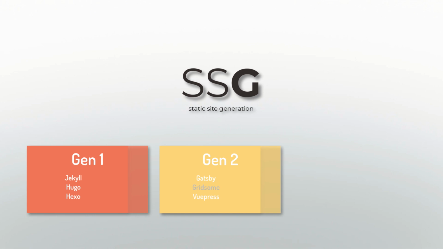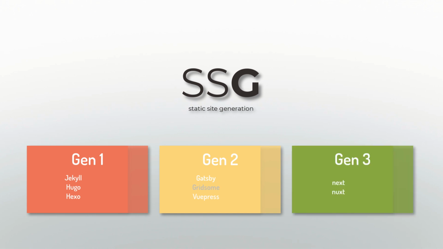So you get the benefit of the static generation on the build side, and then when you get to the browser, you then get the benefit of all the components and framework and hooks that come with your single page application. Now, when we get to generation 3, the products that are representing that level of functionality are Next and Nuxt, and that might be a little bit surprising to some of you because obviously those are products that are typically associated with server-side rendering.